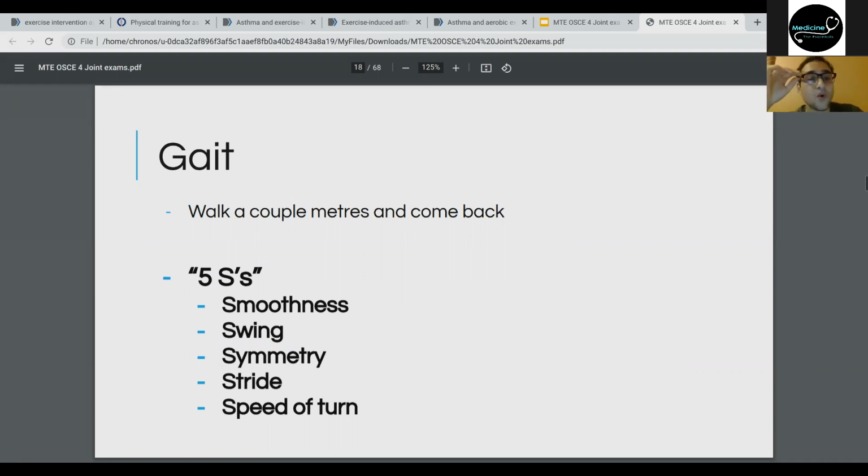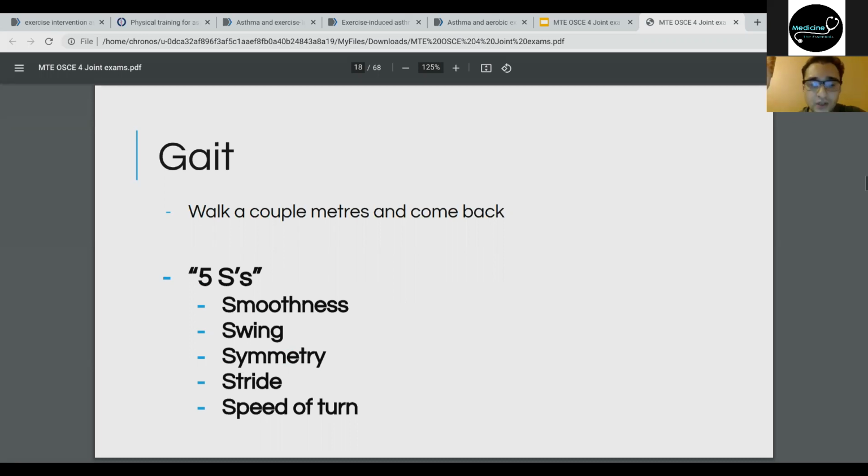So all you need to do is get them to walk a couple meters, turn on their heel and come back to you. And you're assessing for the 5 S's. So smoothness, you want a smooth trajectory of the hip through the stride of the movement. Swing, you're looking for an even arm swing, both sides. Symmetry, you're looking for the spine to be nice and central and upright, and for the stride on both sides to be the same. Stride, you're looking for a nice, strong, long stride.